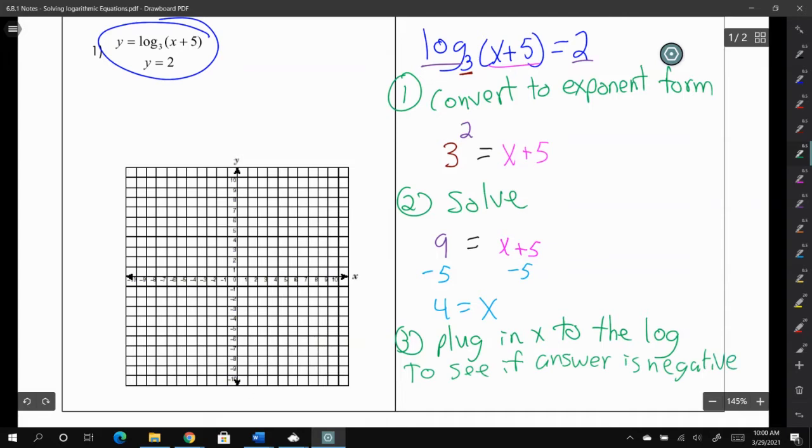You don't need to use the log part. We're just looking at this part right here, the stuff inside the log. So if I plug in x equals 4, I get 4 plus 5, which is 9. That's a positive answer, so we know we're good to go. If we would have gotten a negative answer, then we know that there was no solution to that equation.